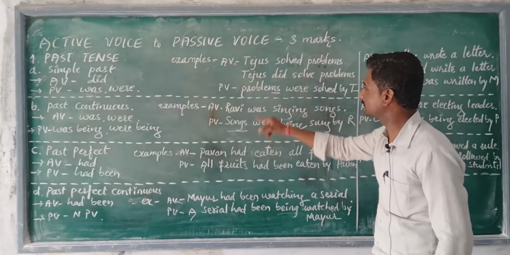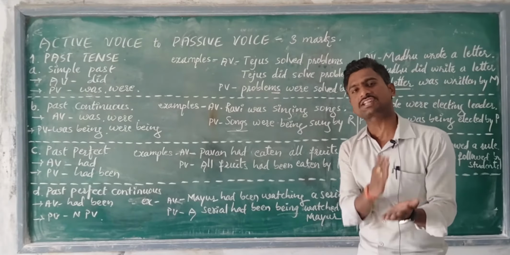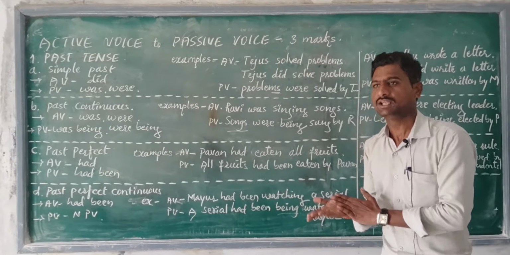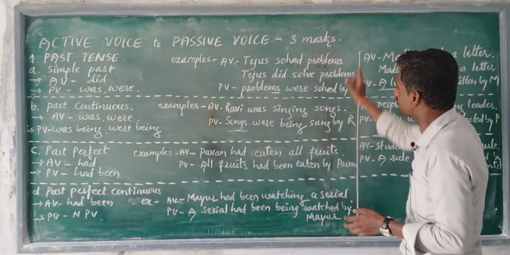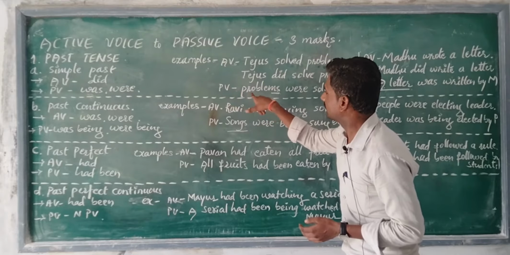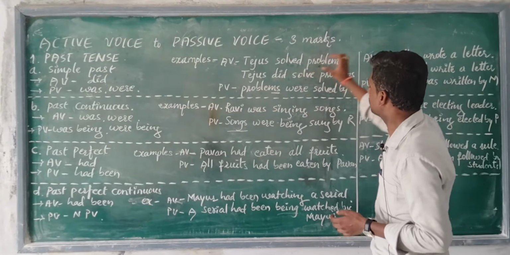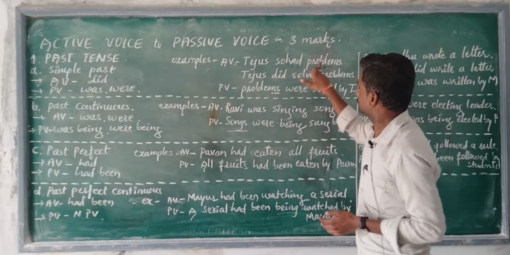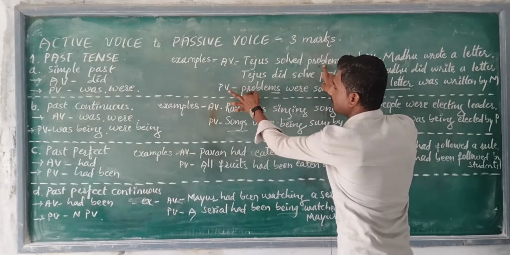Remember, my dear students, there are some formulas to change active voice into passive voice. Remember the first formula: the object of active voice becomes the subject of passive voice. This is the first formula. See, the object of active voice becomes the subject of passive voice.